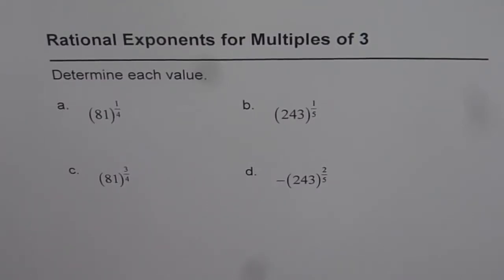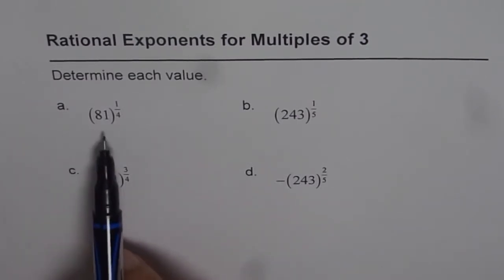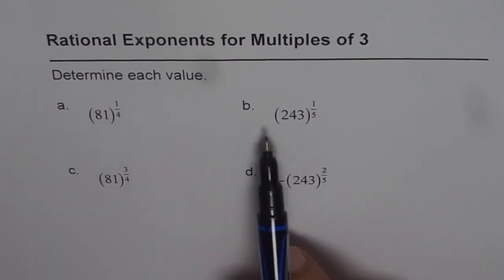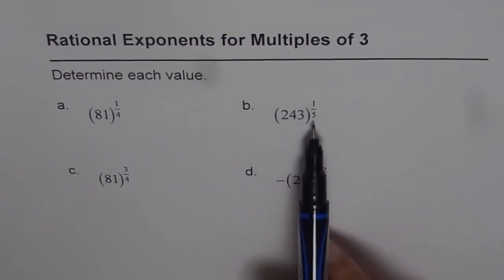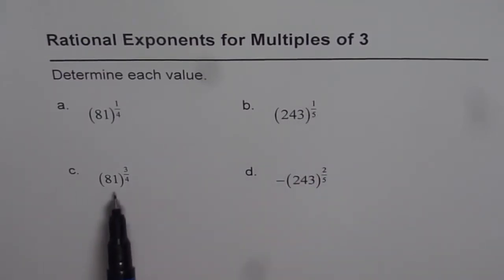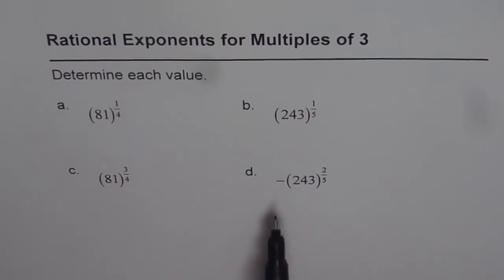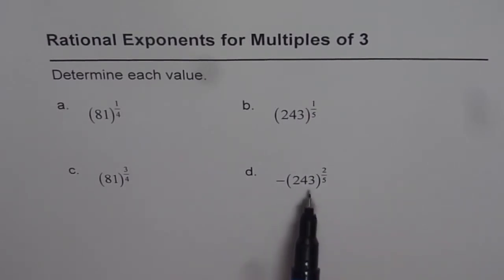Rational exponents for multiples of 3. Determine each value. We have 4 questions here. First one is 81 to the power of 1 over 4. Part B is 243 to the power of 1 over 5. Part C is 81 to the power of 3 over 4. And then we have negative 243 to the power of 2 over 5.